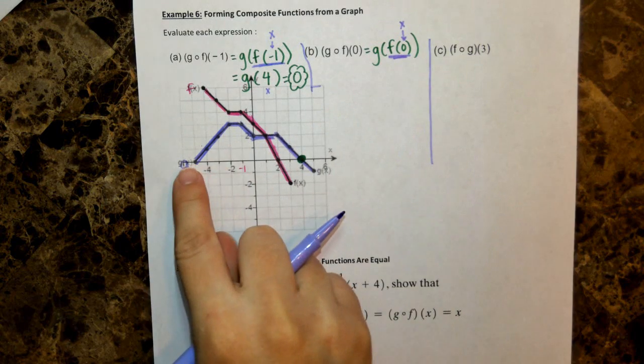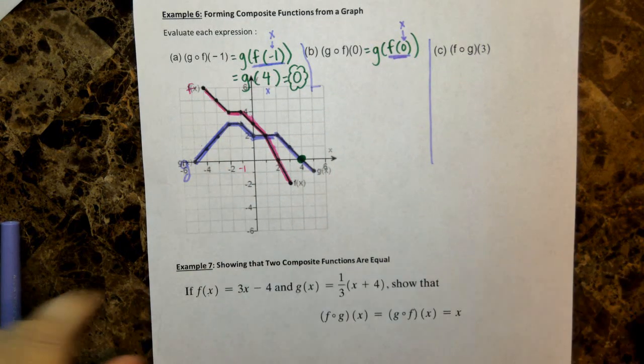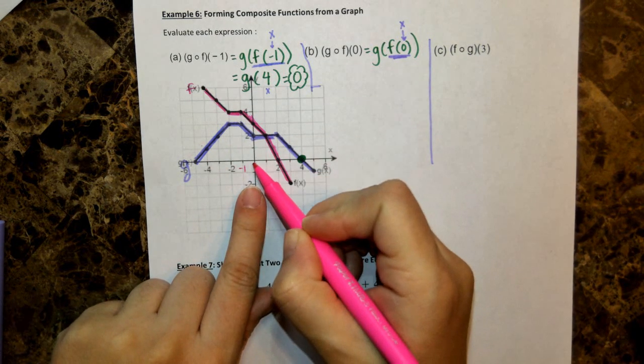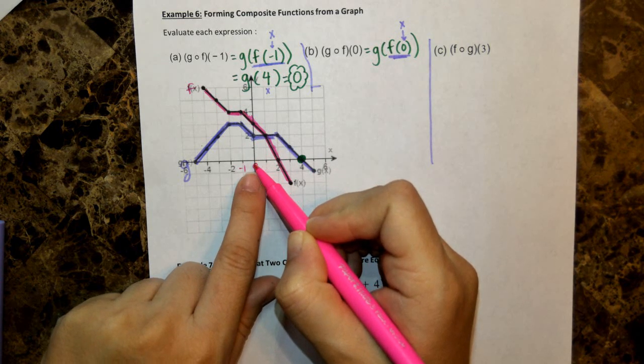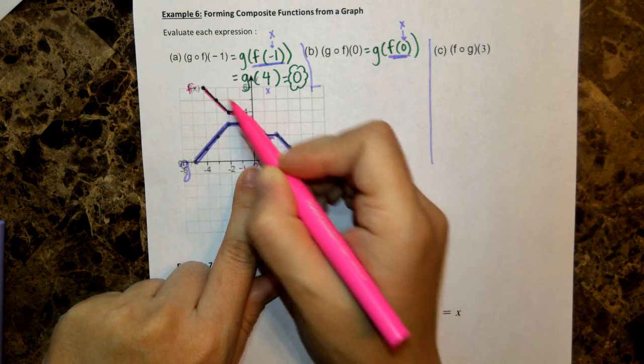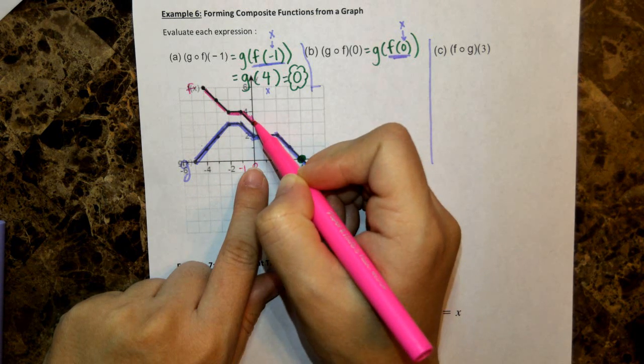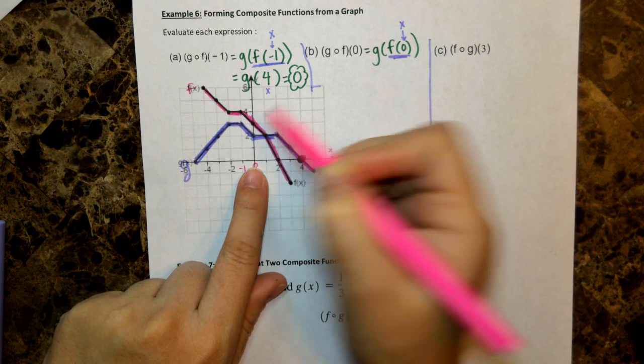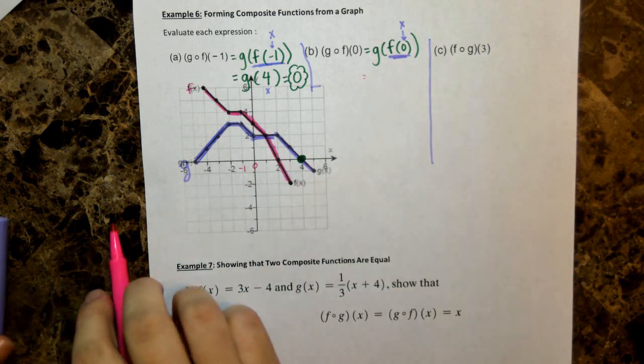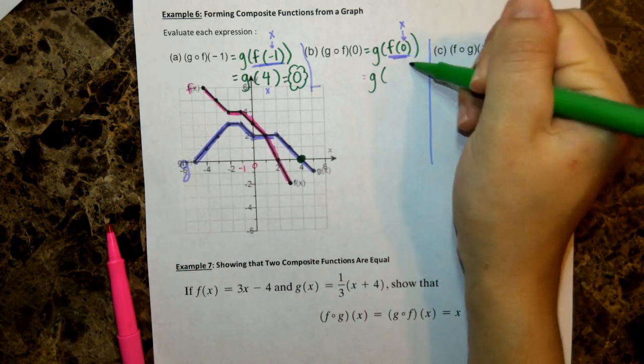So go to your x-axis, go to when x is 0, which is right here. So when x is 0, what is the f value? What is the y value for this pink function? The y value when x is 0 is right here. It's positive 3. So this is just g of 3.